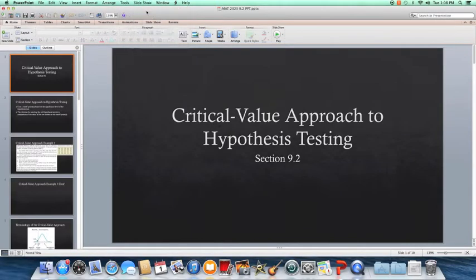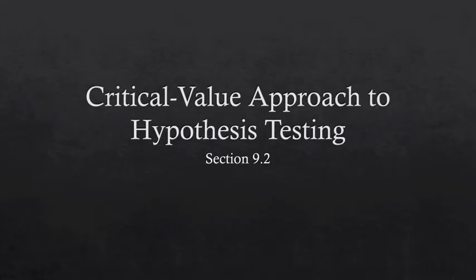Section 9.2, and this is the critical value approach to hypothesis testing. Over the next few sections, we're going to have these different approaches: the critical value approach, the p-value approach, these different things. So pay close attention, make sure you don't get them all confused, okay? Because they're going about the same way, they're just doing different things.